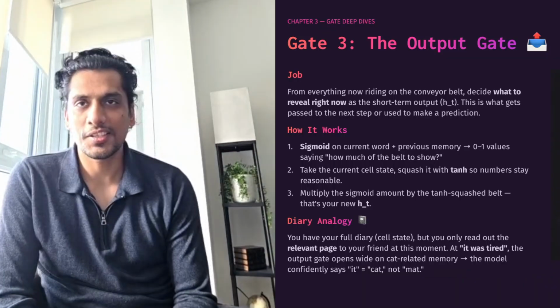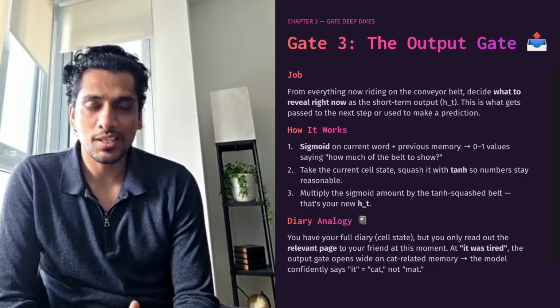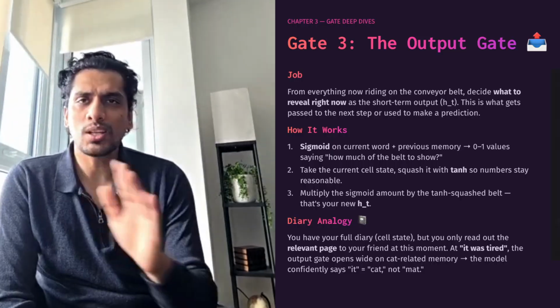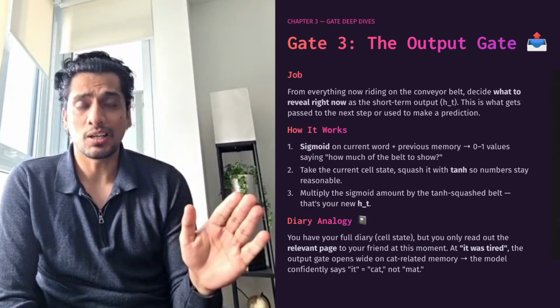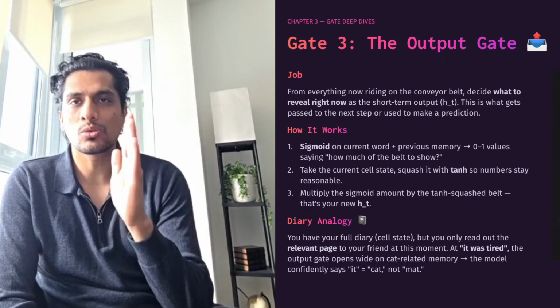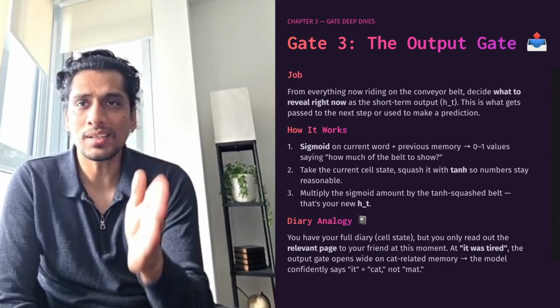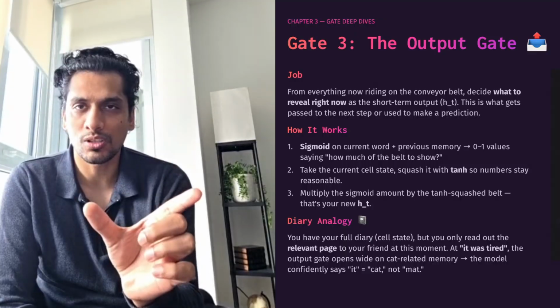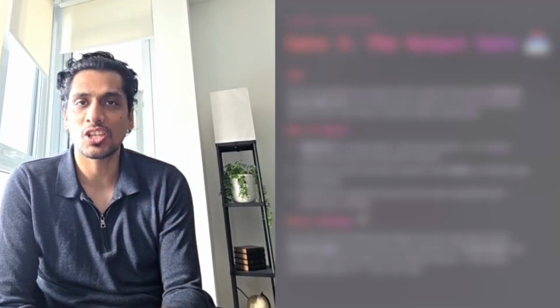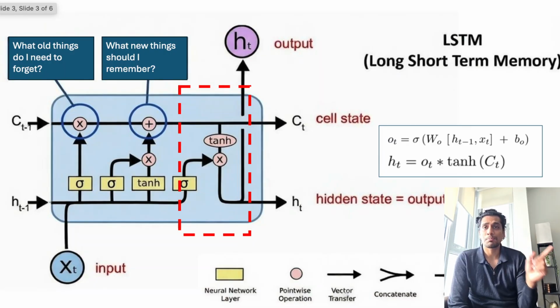Last one is the output gate. So what's its job now? From everything that's now on the conveyor belt, decide what to reveal or share right now as the short-term output. This is what we call ht. This is what gets passed to the next step or used to make a prediction.